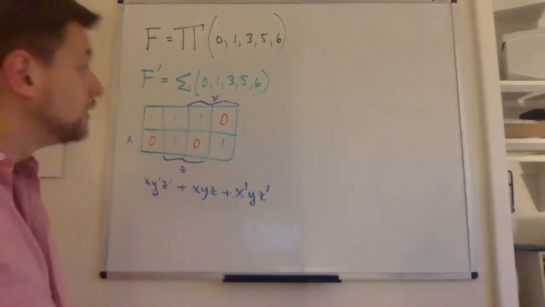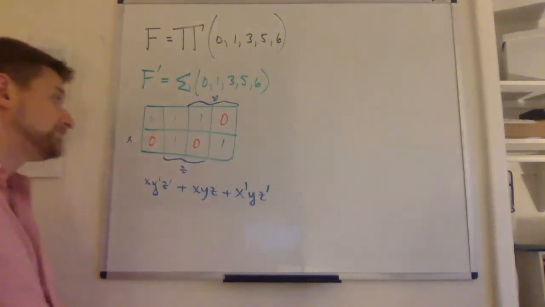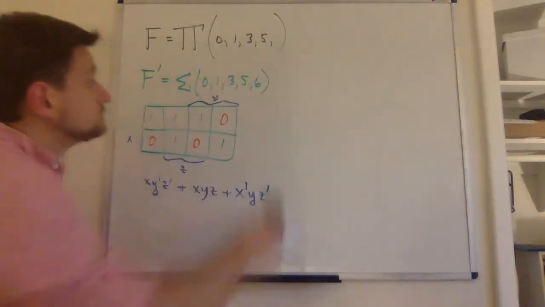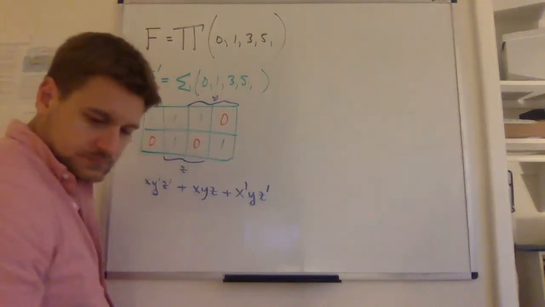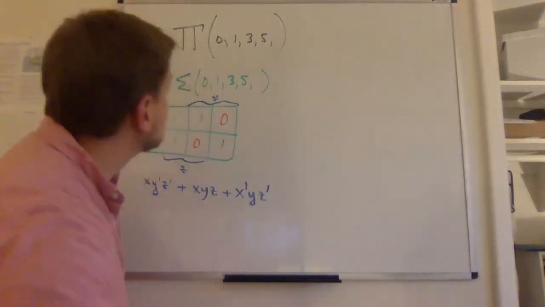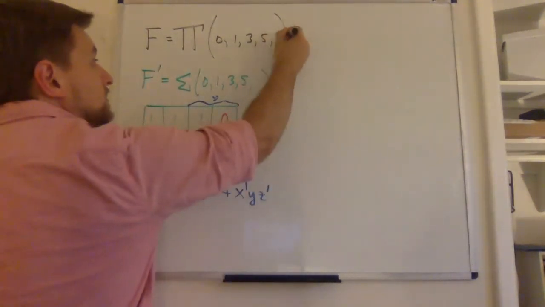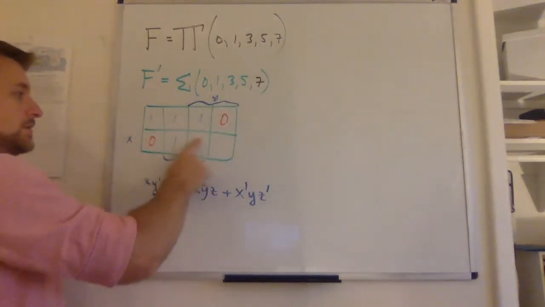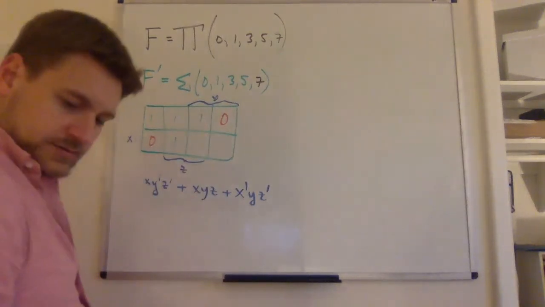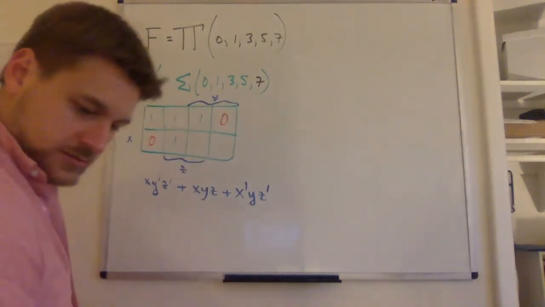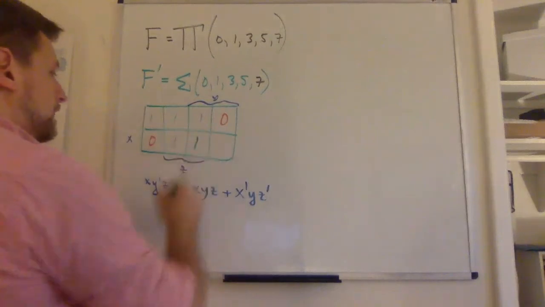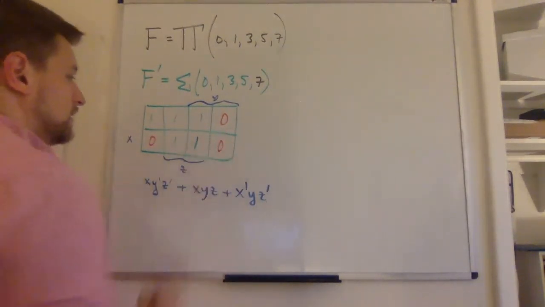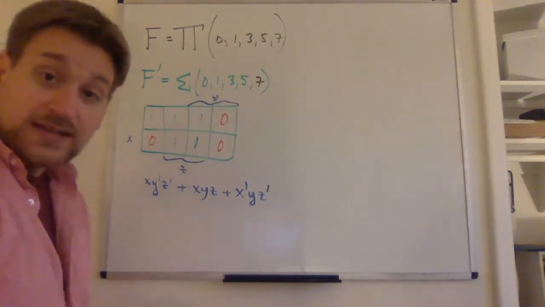So, all right, let's try a better simplification. What if I change that to 7? 0, 1, 3, 5, 7. So instead of 6, we've got a 1 there. I'll use green. And the 0 in the complement lives here. And now we can see all kinds of cool simplifications.